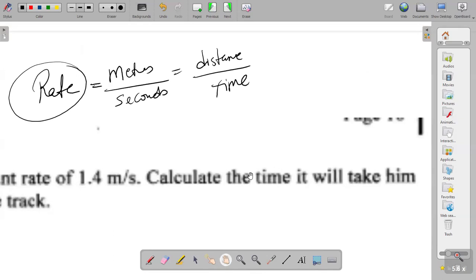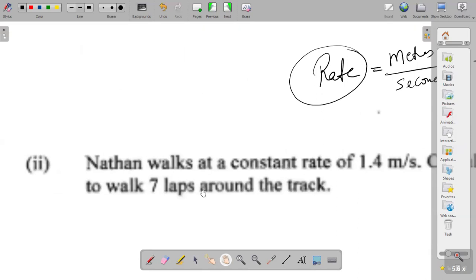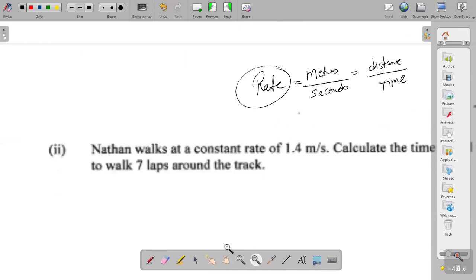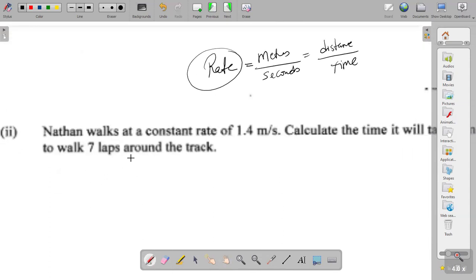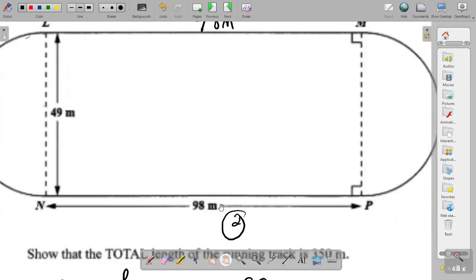It says calculate the time it will take him to walk 7 laps around the track. First of all, does telling us 7 laps tell us anything? 7 laps tell us he went around 7 times. That doesn't mean we need to know how long 1 lap is. So 1 lap, do we know this information? Do we know how much is 1 lap? Didn't we calculate the distance around the whole track? That's the distance around 1 lap.